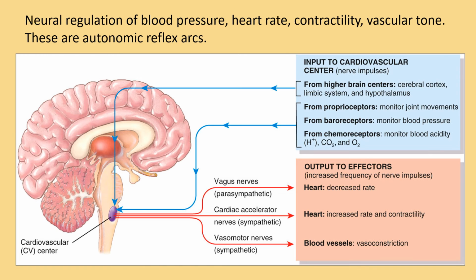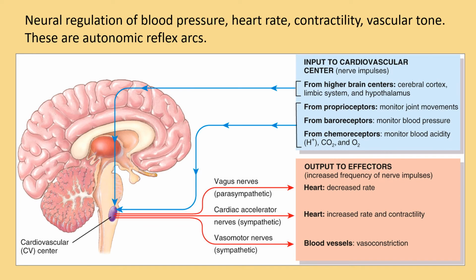And then your cardiovascular center is an integrating center. It combines and analyzes these various sources of input, and when necessary, it generates a response. We're going to start by talking about motor output, the top two red lines, motor output along the vagus nerve to the heart, and motor output along cardiac accelerator nerves to the heart. And then later on, we'll talk about vasomotor nerves. So let's just think about the heart as an effector, cardiac muscle tissue.